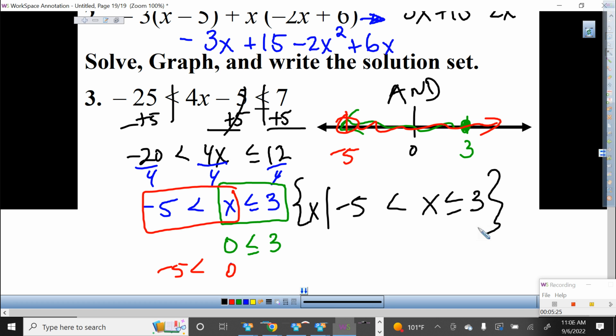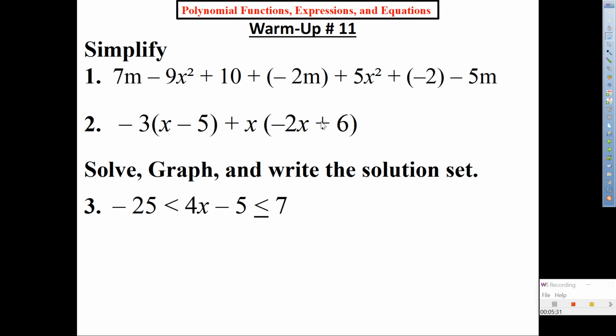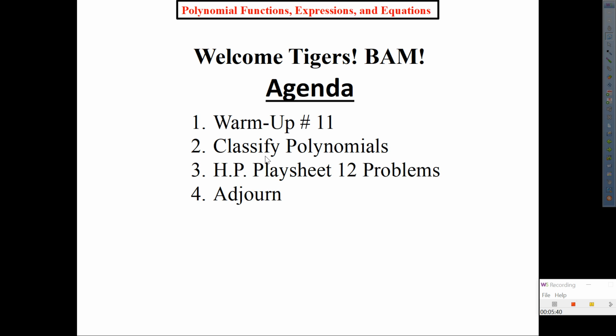All right. Copy the agenda for today, please. Today we're done with warm-up number 11. Today we're moving on. We're getting into classification of polynomials. It's a new module, new term. But you already covered this in Algebra 1, and I'm going to slowly but surely get us to where we need to be. And today we start with the simple naming of polynomials, also known as classifying polynomials. Tonight's home plate sheet number, classifying polynomials, only 12 problems for the play sheet today.